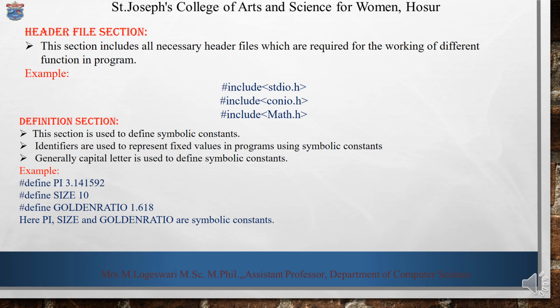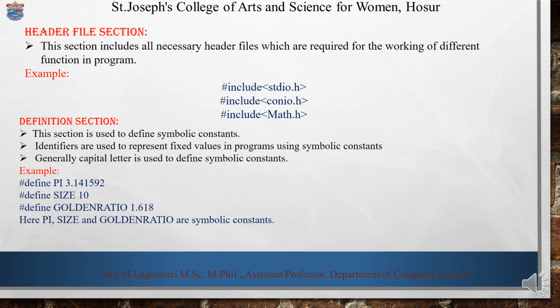Next, #include conio.h means the console input output header file. It has some functions too, such as clrscr and getch. If you use clrscr in your program, you have to include conio.h. And if you need mathematical functions in your program, you must include math.h.